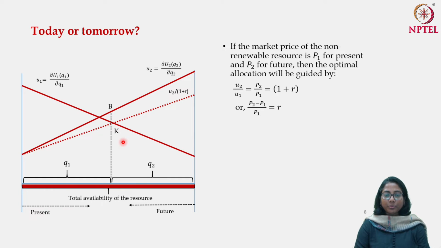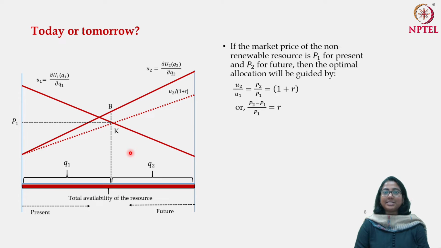Now how do I point out P1 and P2 in this diagram? Clearly this point K denotes the intersection between U1 and U2 by 1 plus R. So this is the point of equilibrium, and Q1 is the quantity of non-renewable resources supplied and used today, not tomorrow. So the price that the market is going to charge today will be at P1. This is the price charged and this is the quantity consumed. This is determined by this U1 curve.